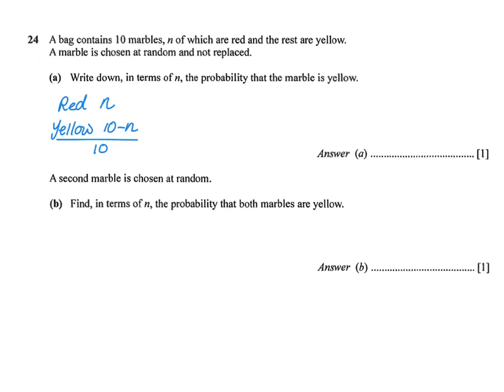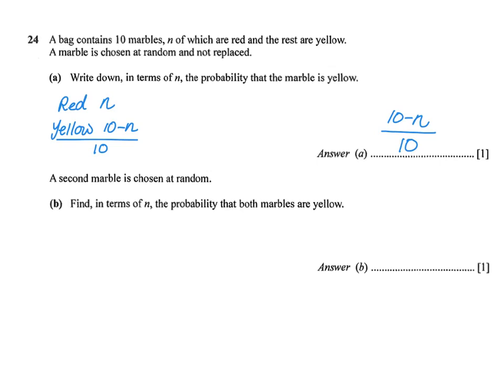Write down in terms of n the probability that the marble is yellow. Now probability is always written as a fraction. Out of the total of 10, there are a possible 10 minus n yellow marbles. So this is the probability.